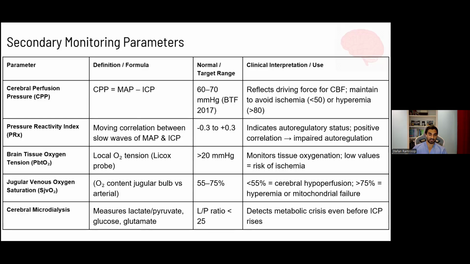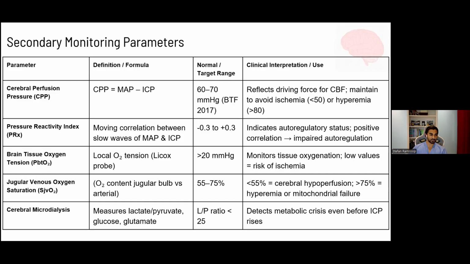Next is the pressure reactivity index, which correlates slow waves of MAP and ICP. If your autoregulation is intact, an increase in MAP leads to vasoconstriction and a decrease in ICP, which is a negative correlation. If the autoregulation is impaired, the MAP and the ICP move together, which is a positive correlation, meaning that the brain is pressure passive at that point in time. Then there's PbtO2, brain tissue oxygen tension, which is measured with Licox probes. When measuring with this, you aim to keep it above 20 millimeters of mercury. A drop below that could suggest local hypoxia or ischemia. And it's useful in diffuse TBI, where your regional perfusion can vary.